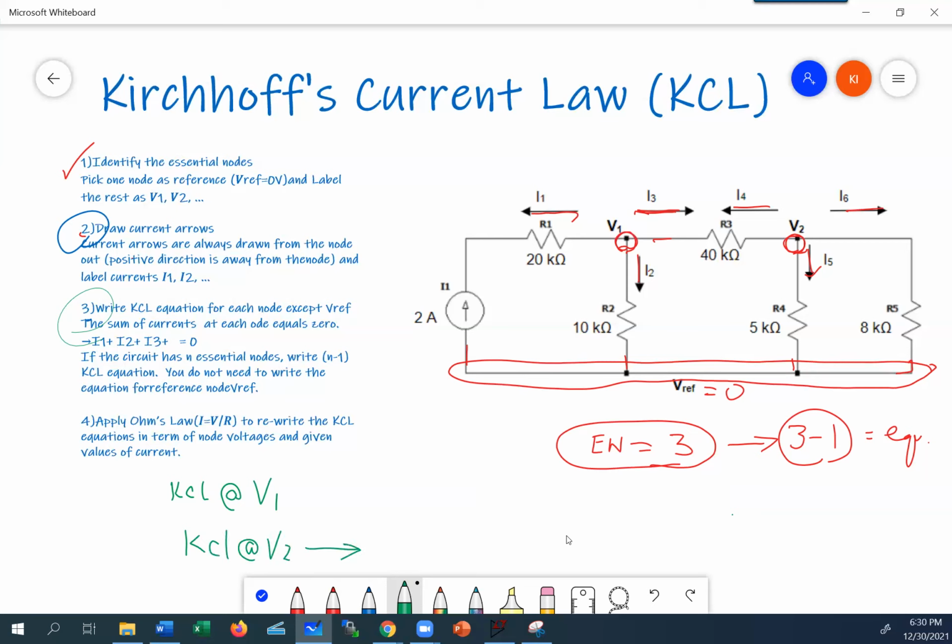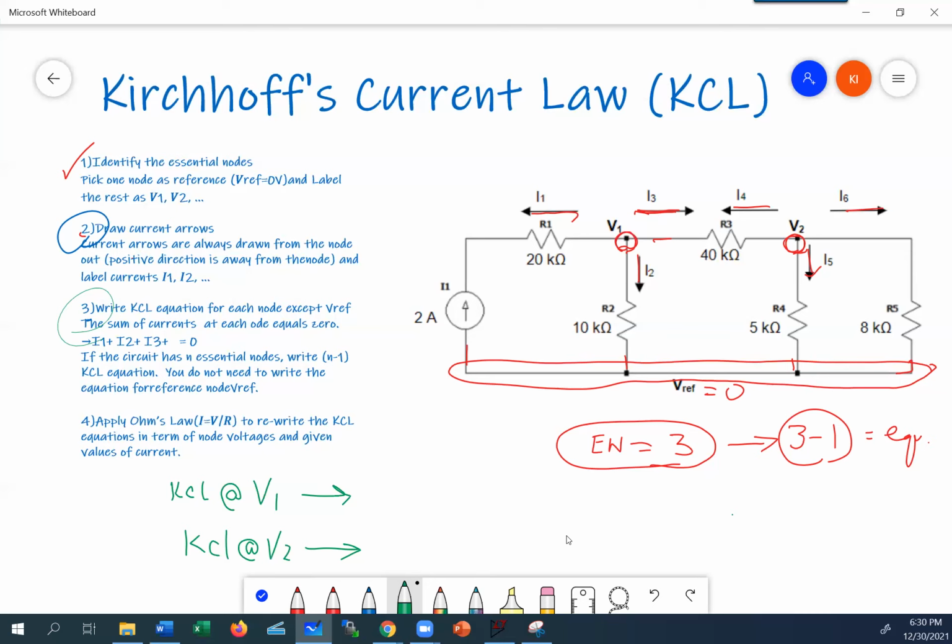Now, what the KCL rule says is that the sum of currents leaving a node must add up to 0. Another way to think about it: everything that comes in must go out. Everything that comes in is negative, everything that goes out is positive, and if you add them all together, it will be 0. Think about a hose connected to something. Whatever water comes in must go out. There's no place to store it, right? So that's the same concept here.